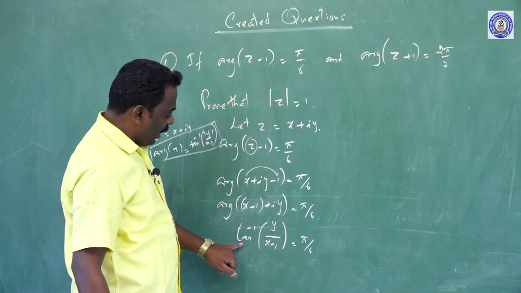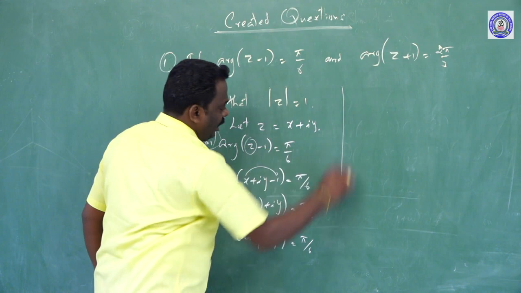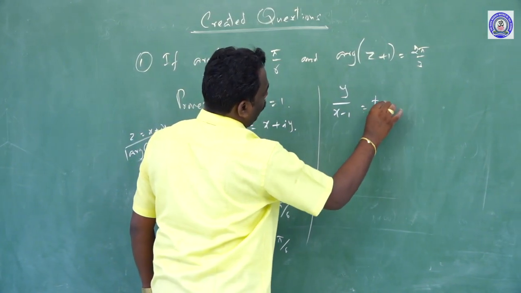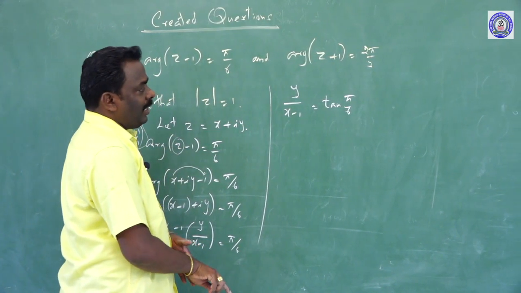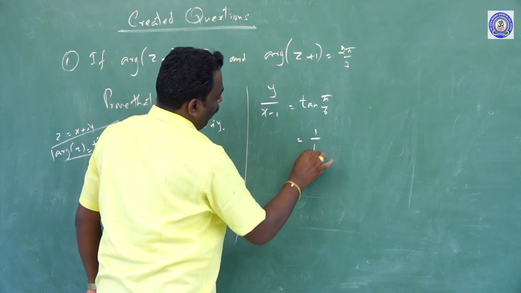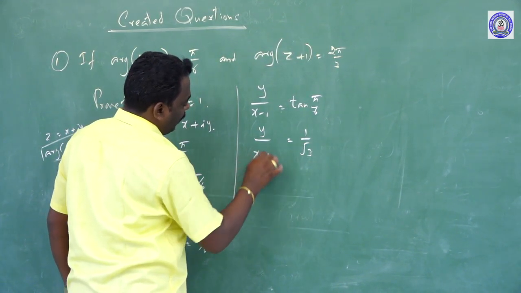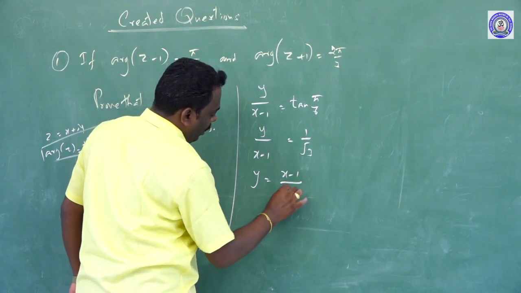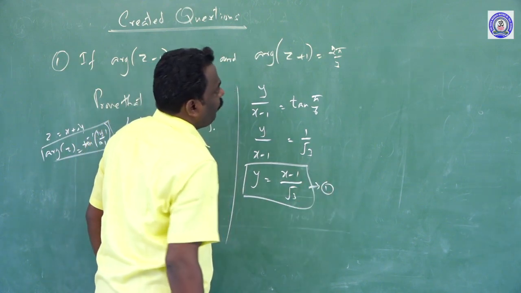Transferring the tan inverse to the right hand side, the left hand side remains y by (x minus 1), equal to tan pi by 6. Tan pi by 6 is tan 30 degrees, equal to 1 by root 3. So 1 by root 3 is equal to y by (x minus 1). Transferring this to the right hand side, y equals (x minus 1) by root 3. We call this equation 1.